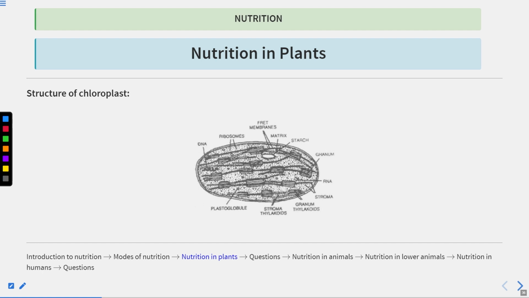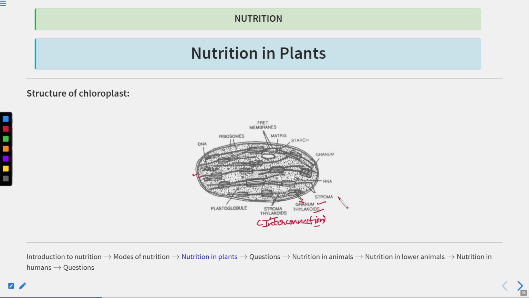Now, this is the image showing you the structure of the chloroplast. Here you can see it is a double membranous structure, meaning it consists of two membranes. So these are the membranes of the chloroplast. And then here you can see grana are present, granum thylakoids. You know the grana is made up of stacks of thylakoids. Here are the stroma thylakoids, which are interconnecting the thylakoids of the two grana.